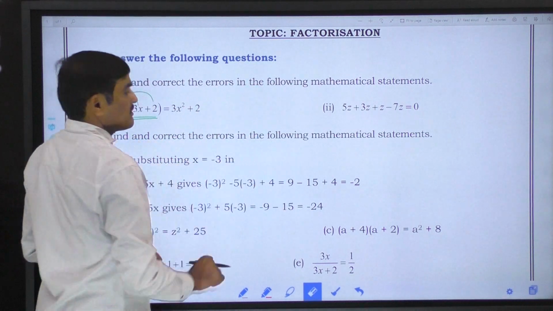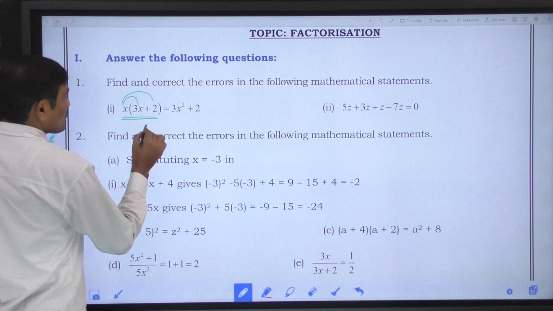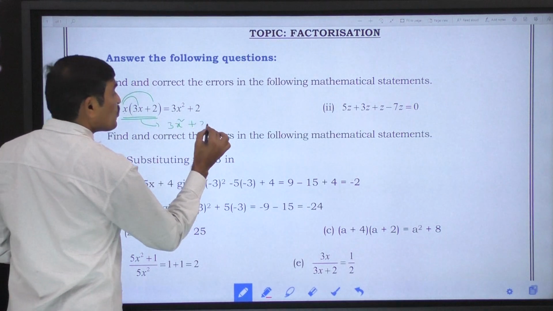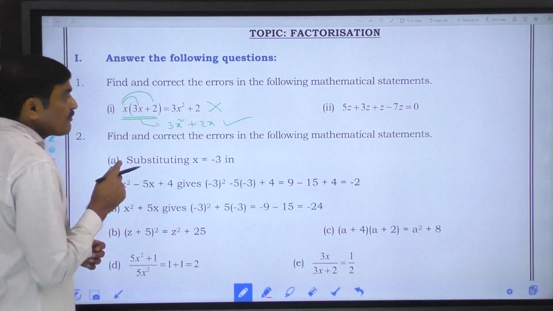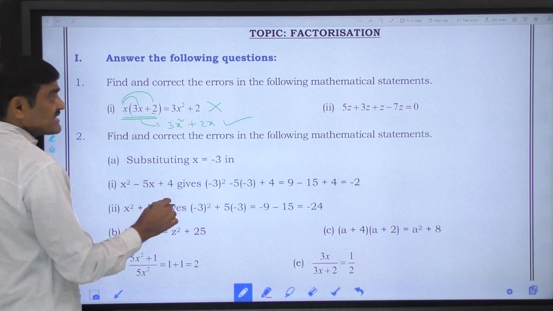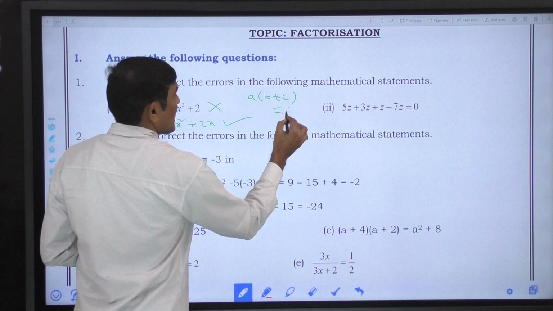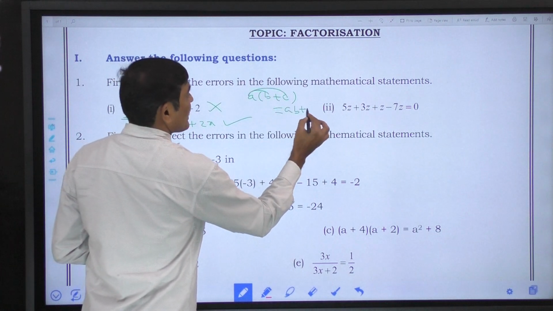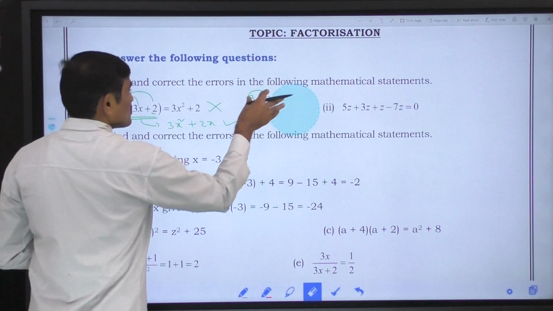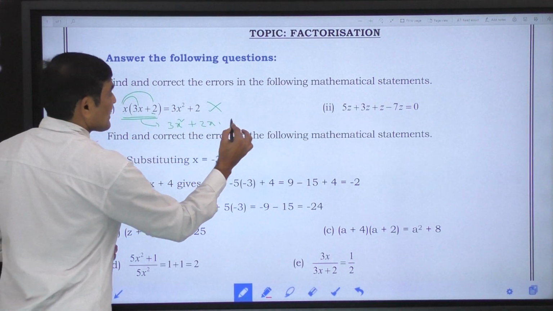So this is the method. In the same way, x into 3x plus 2 you can write as x into 3x, which is 3x square, plus x into 2, which is 2x. That is the correct way, so this is wrong. Where did the mistake happen? The second term was not multiplied with x. By the distributive property, a into b plus c is a into b plus a into c. Compulsorily, both the terms in the bracket should be multiplied with the term outside. So the correct answer is x into 3x plus 2 is 3x square plus 2x.